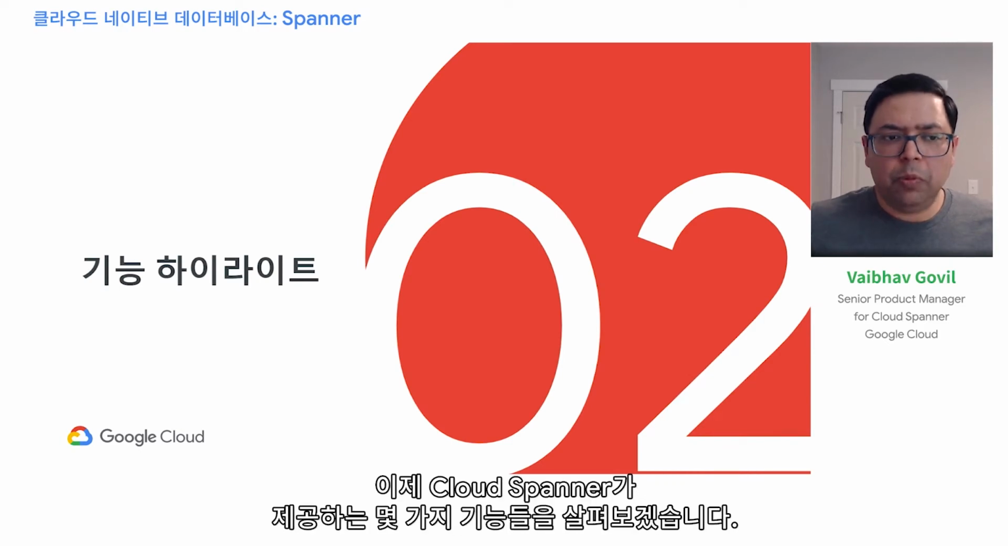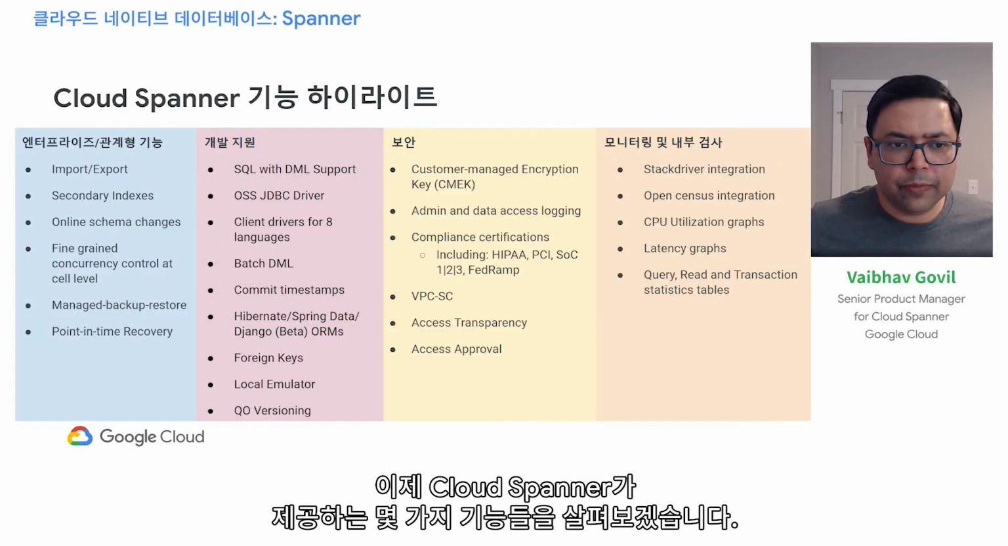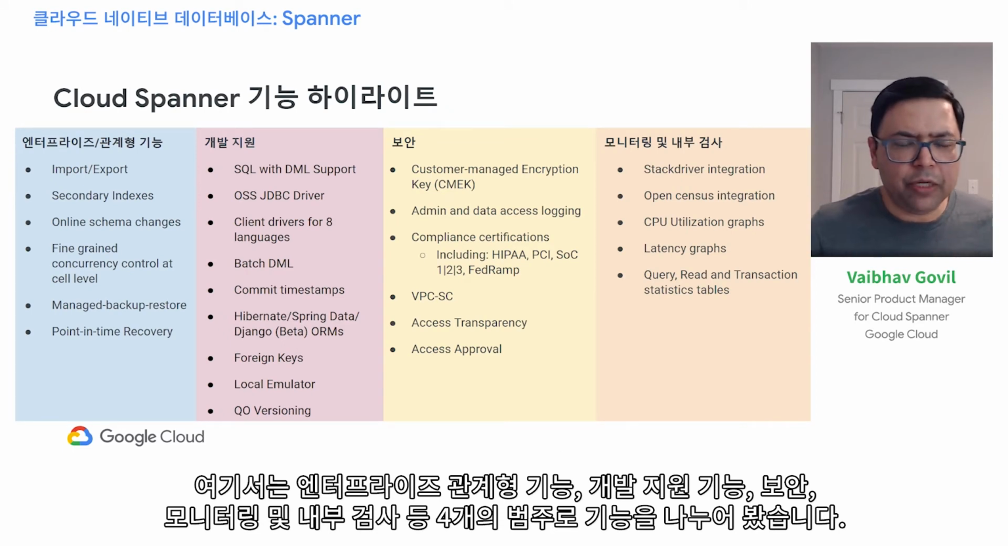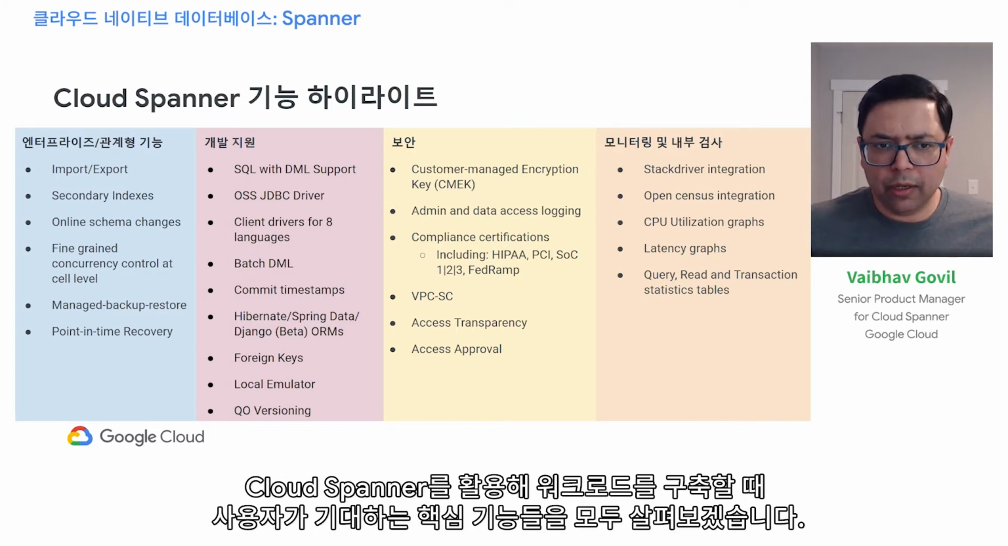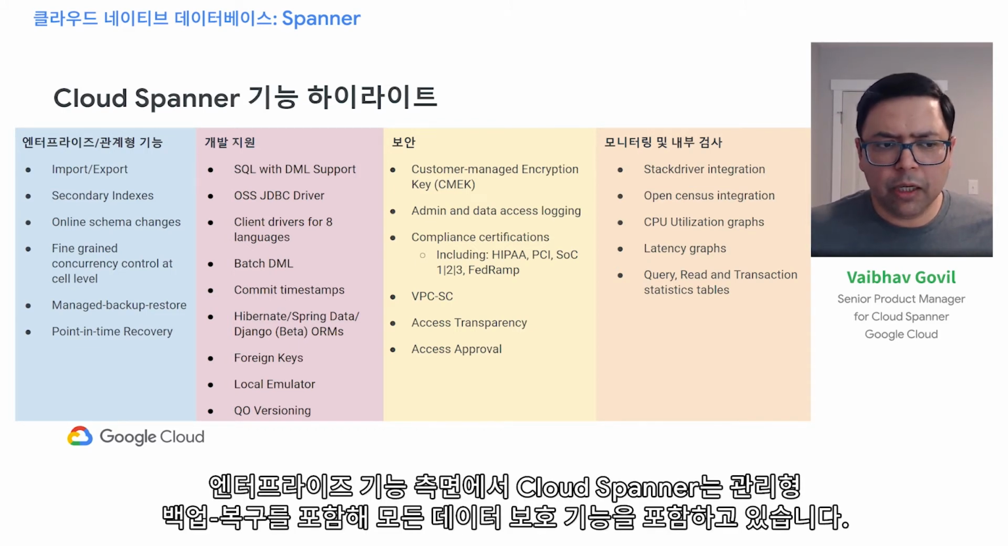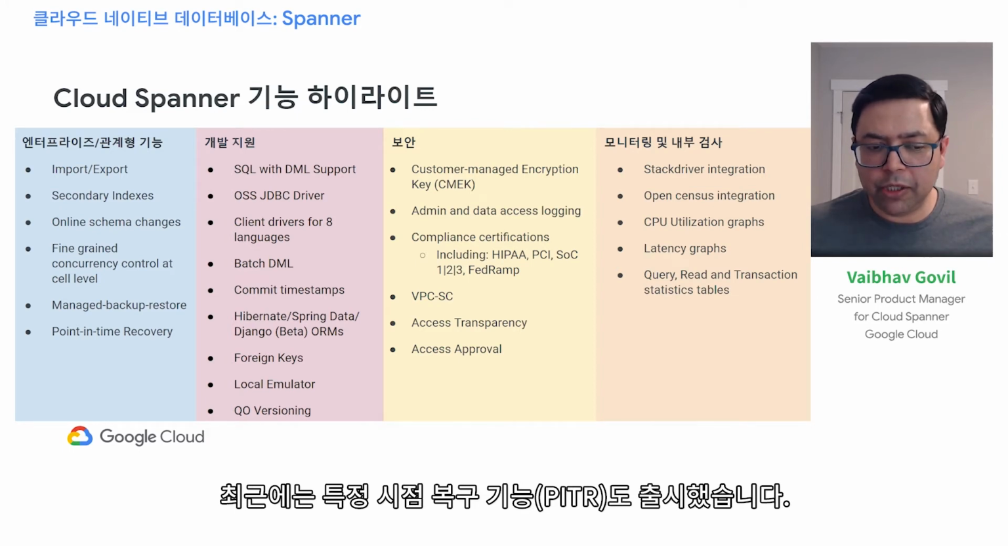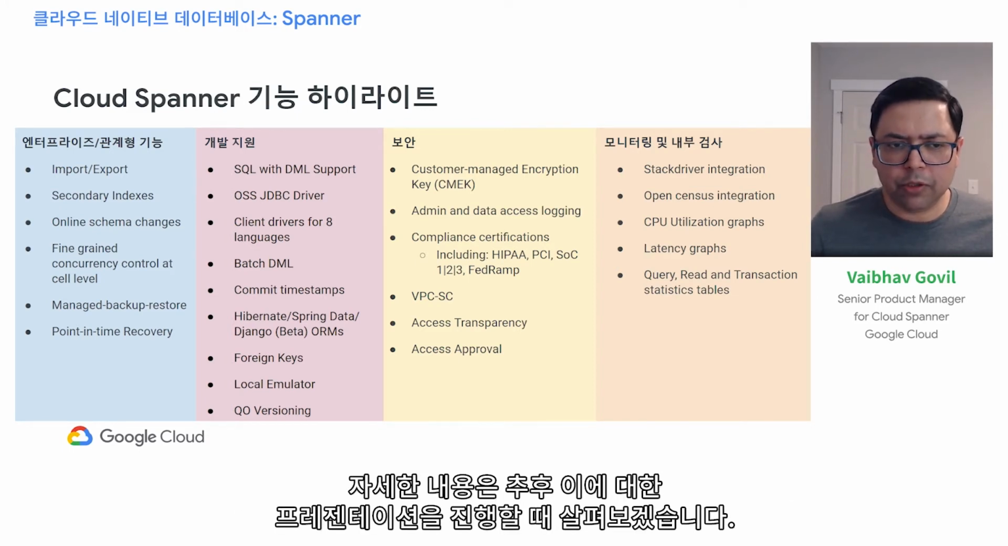Now let's talk about some of the capabilities or the features which Spanner is offering. Here we have bucketed the features in these 4 categories: enterprise relational features, programmability, security, and monitoring and introspection. All key areas where you as a user, as you build your workloads utilizing Spanner, are looking for capabilities. In terms of enterprise capabilities, we have all the data protection features, including managed backup restore. We recently launched point-in-time recovery. I'm going to talk more in detail later on in the presentation about this.